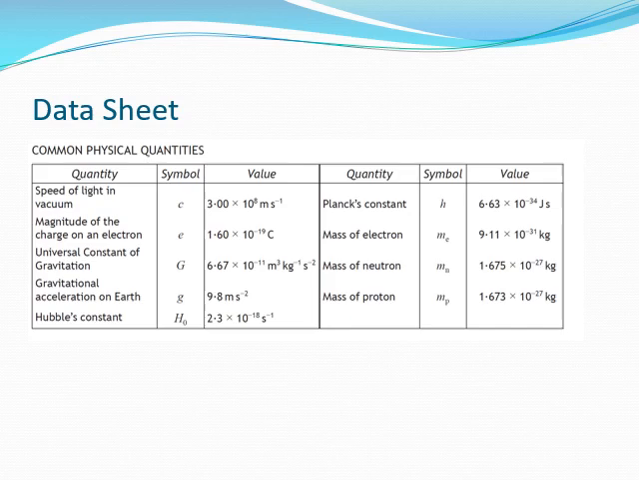Here's just a snapshot to show that you can find the universal constant of gravitation, big G, on the relationship sheet here, together with the gravitational acceleration on Earth.